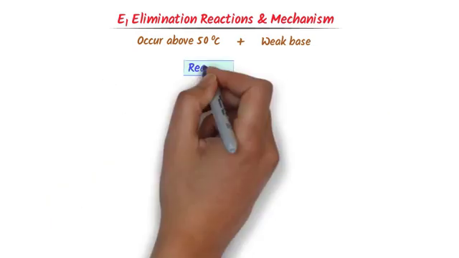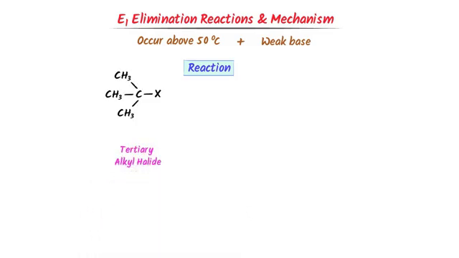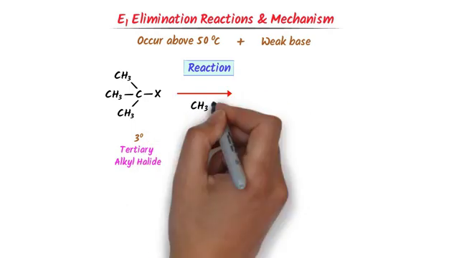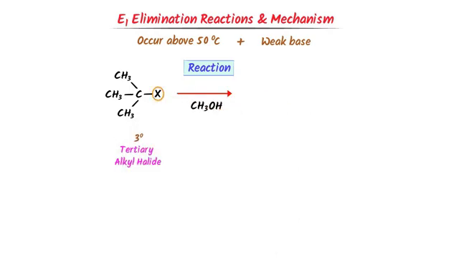In E1 elimination reaction, we take tertiary alkyl halide. We also call this alkyl halide as 3-degree alkyl halide. We add weak base like methanol. Now this halogen being more electronegative will pull the shared pair of electrons and it will leave the compound. That's why we call it leaving group.